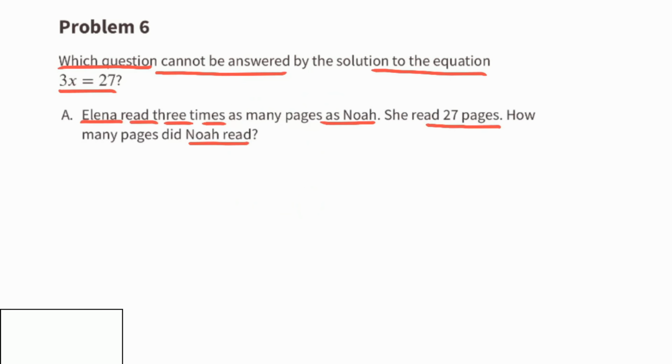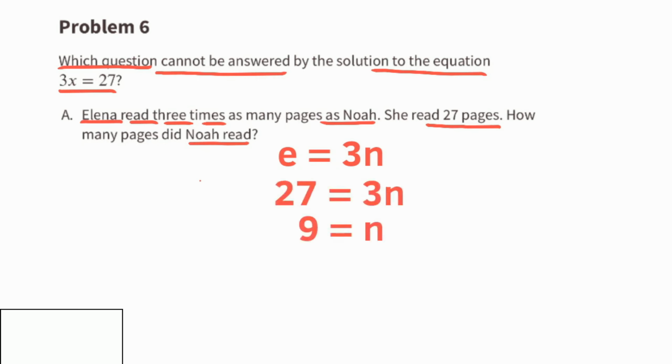A. Elena read 3 times as many pages as Noah. She read 27 pages. How many pages did Noah read? The amount of pages that Elena read equals 3 times the number of pages that Noah read. And Elena read 27 pages, so we can rewrite this as 27 equals 3 times n. 3n divided by 3 equals 1n, or n, and 27 divided by 3 equals 9. This means that Noah read 9 pages. Remember, we're looking for a variable that does not equal 9, so don't select A.